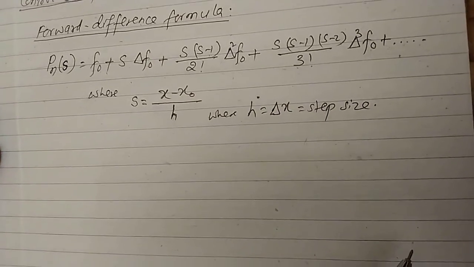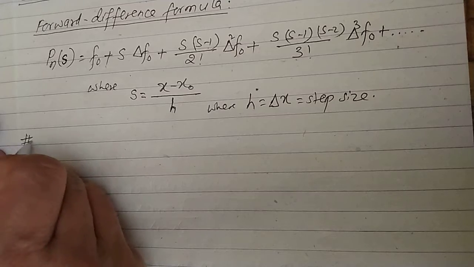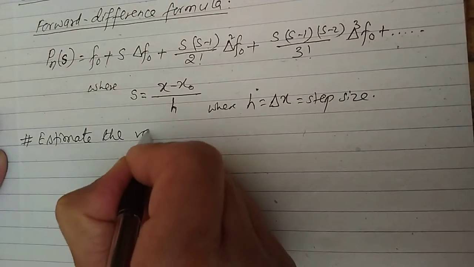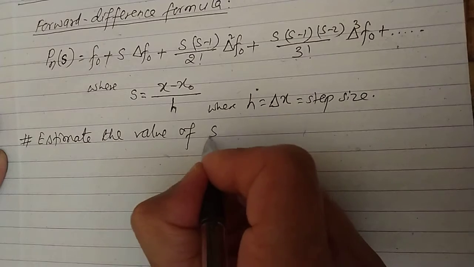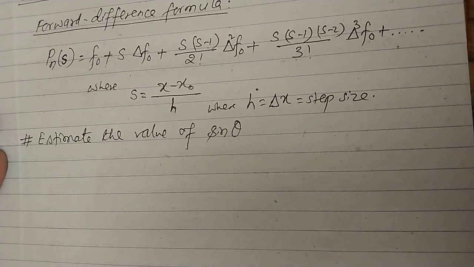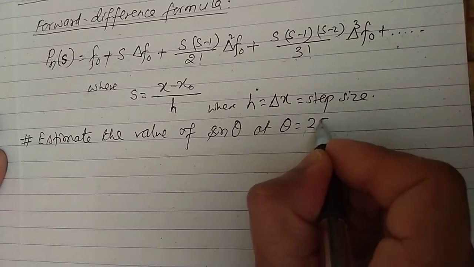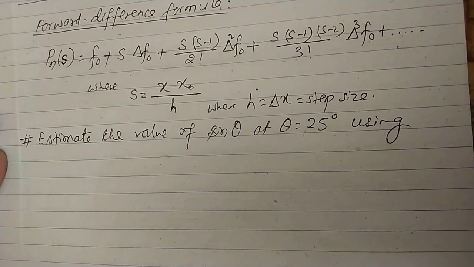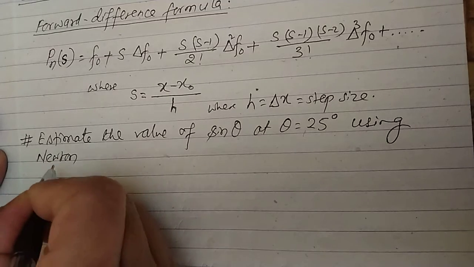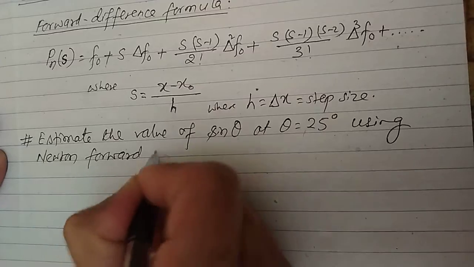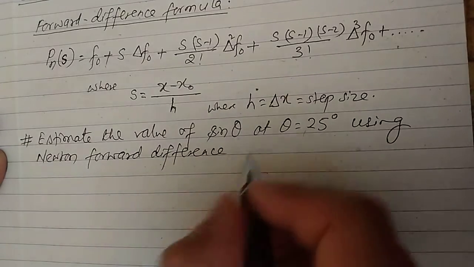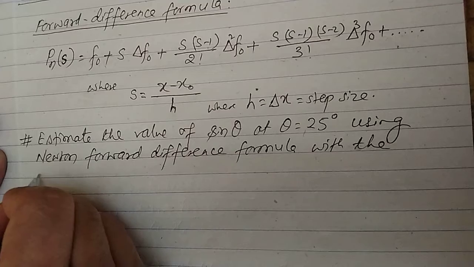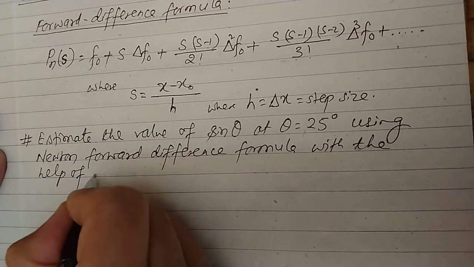So let's take a problem. Estimate the value of sine theta at theta equals 25 degrees using Newton forward difference formula with the help of the following table.